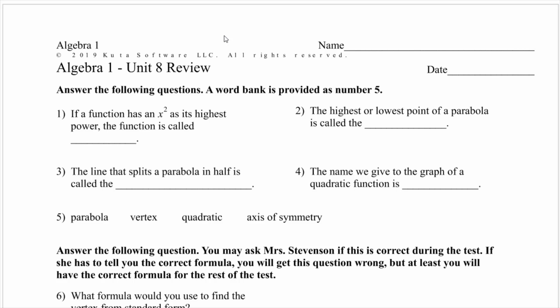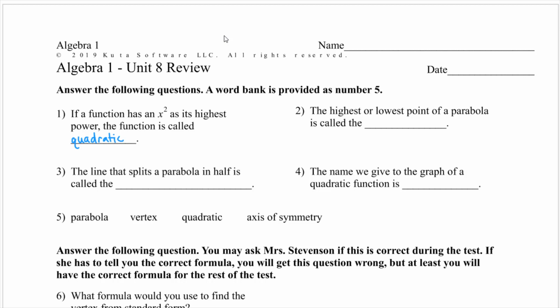Alright, here's our Unit 8 review, which is a review of all sorts of things about graphing parabolas. So, we're going to start off with some vocabulary here. If a function has an x squared as its highest power, the function is called quadratic, as opposed to something that's linear whenever there's a first power as its highest power.